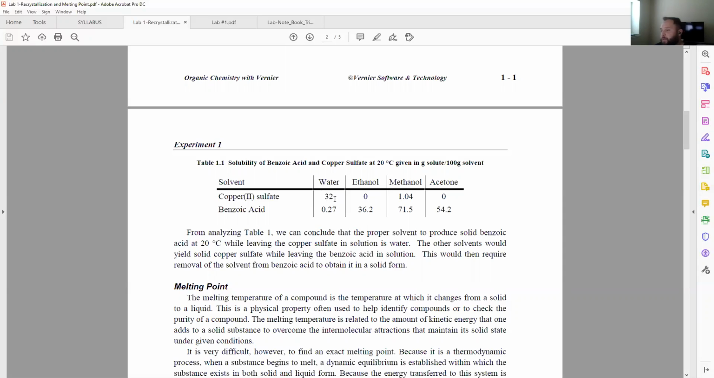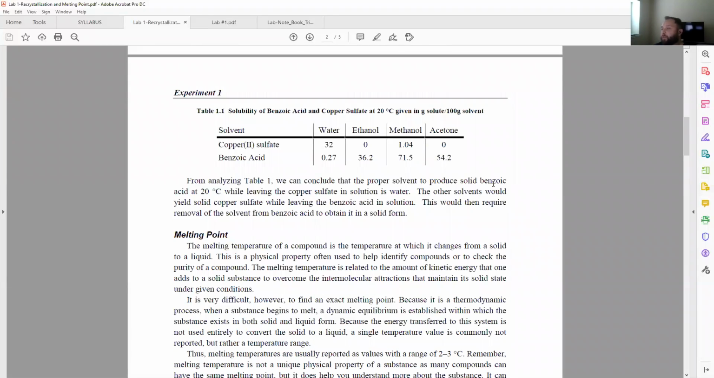Well, this will precipitate out. This won't. Sorry, this will precipitate out. Yes, and so like it says, from analyzing table 1, we can conclude the proper solvent to produce solid benzoic acid at 20 degrees Celsius while leaving the copper sulfate in solution is water.